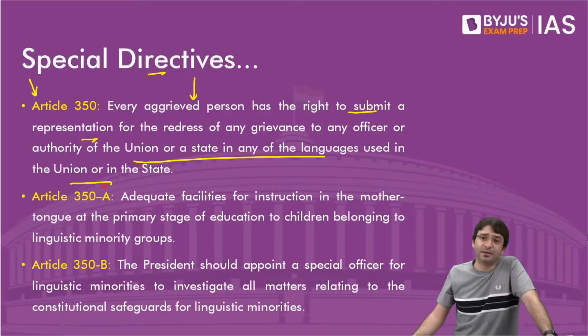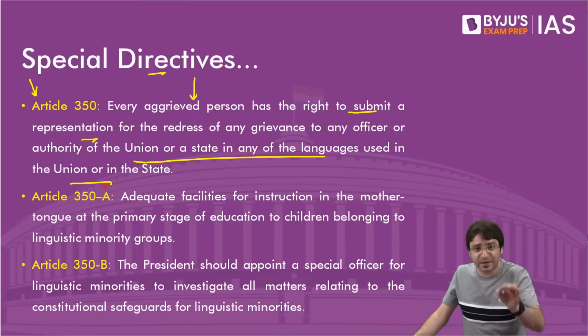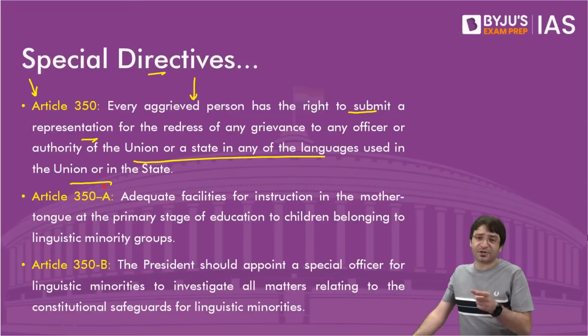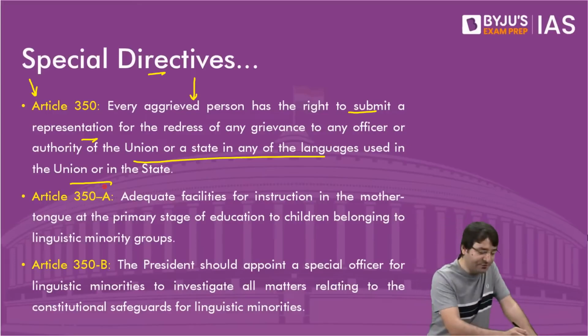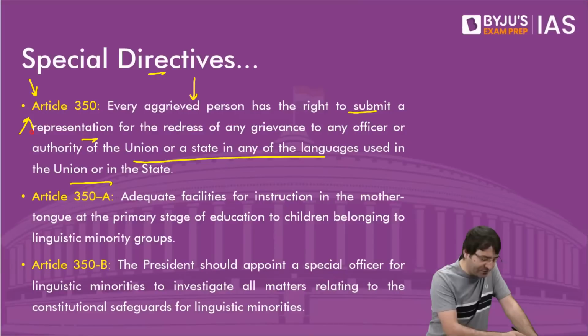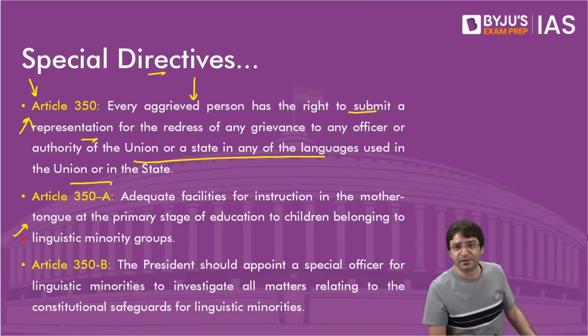For example, in Uttar Pradesh, I can submit my complaint in English only. Because in Uttar Pradesh, Hindi is the official language. But since English is the language used at the center as well, I can submit this complaint in English as well. That's Article 350 of the Constitution. Article 350A is something that we have discussed multiple times.